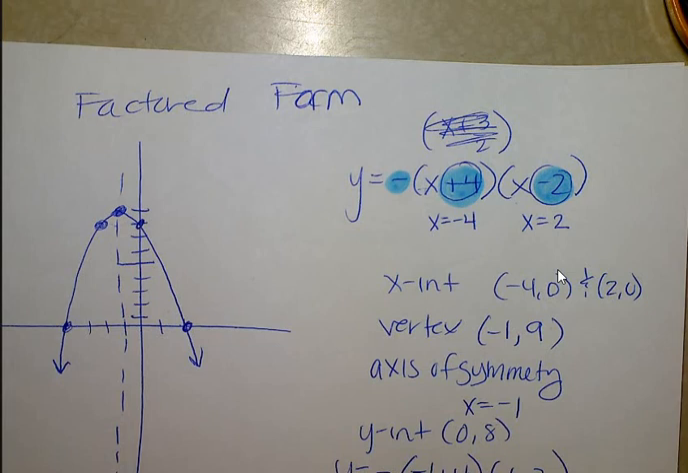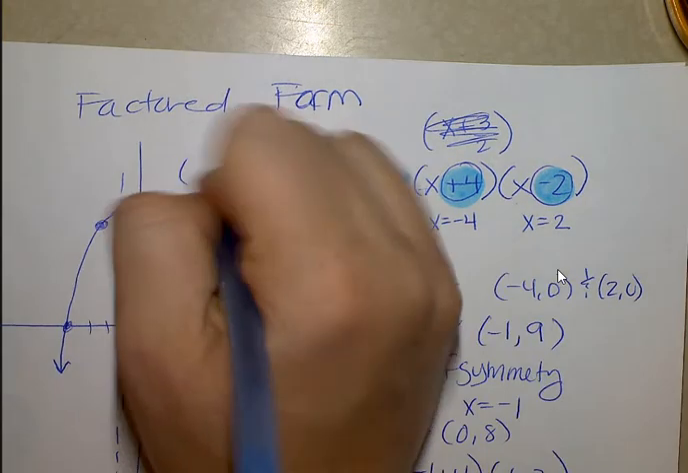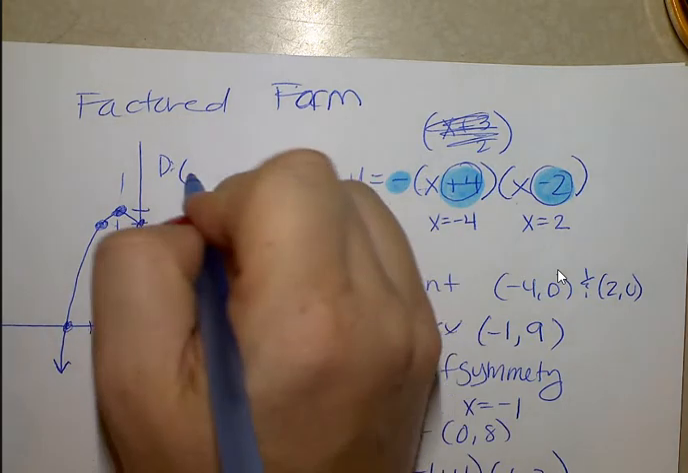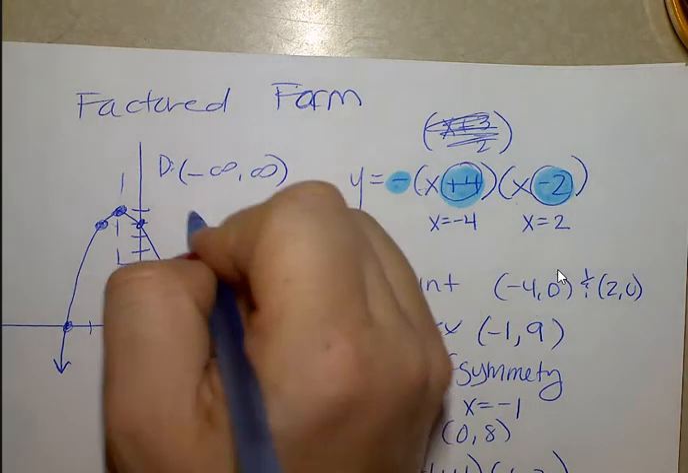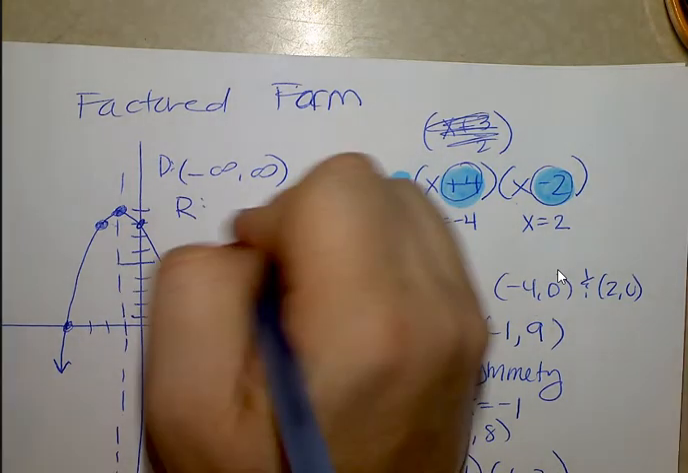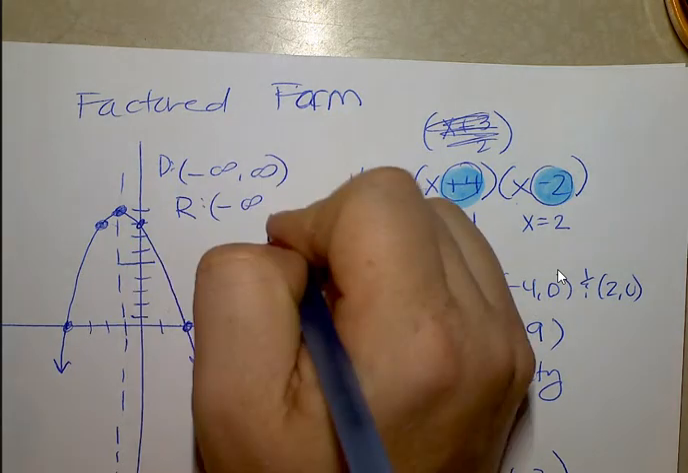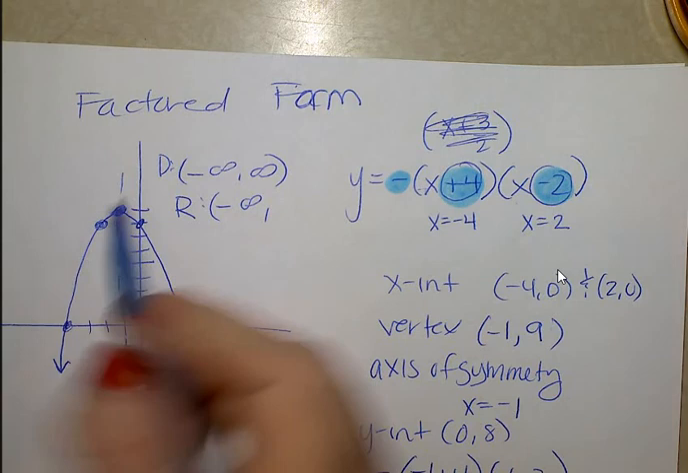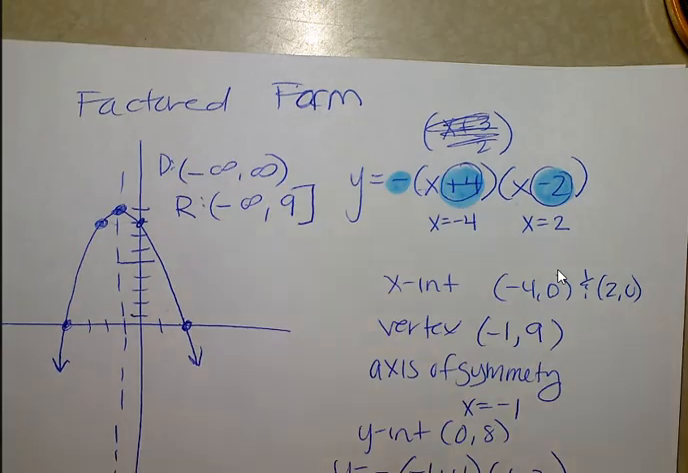So let's analyze this, and then we are done. First one is domain. The domain, no limit how far it goes to the left or right, so it's negative infinity to positive infinity. The range, there's no limit how far down it goes, negative infinity, that one must go first, and it goes as high as a y value of 9. We have to include that 9.